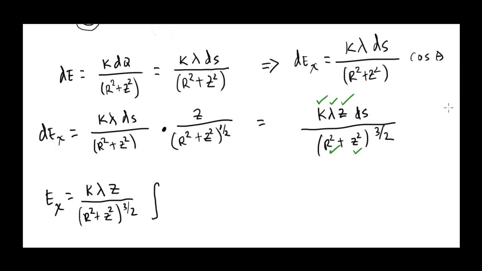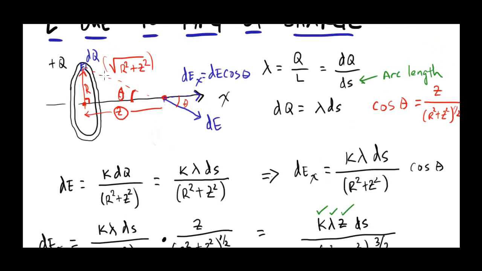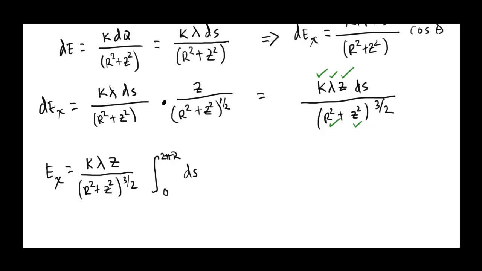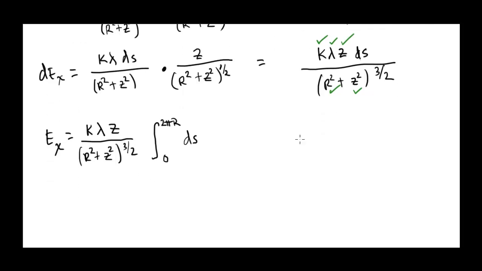Now what's the integral? From where to where is the integral? Because I'm integrating ds, that's going to be the entire circumference. So from 0 to the circumference, which is 2 pi r. So I'm going to integrate from s equals 0 to s equals the full circumference, 2 pi times big R. And I'm integrating simply ds from 0 to 2 pi r, which is a really simple integral.